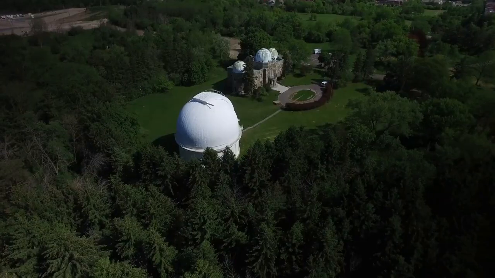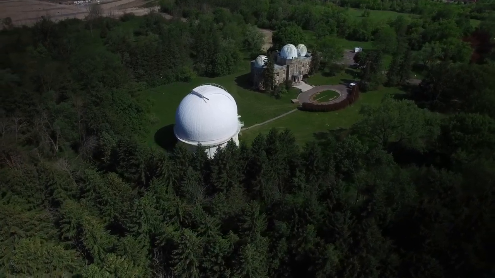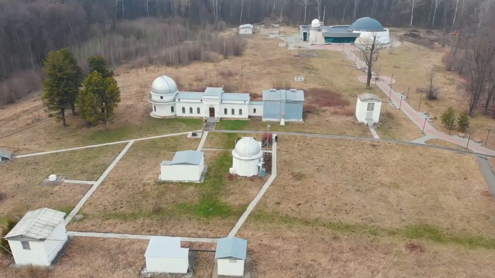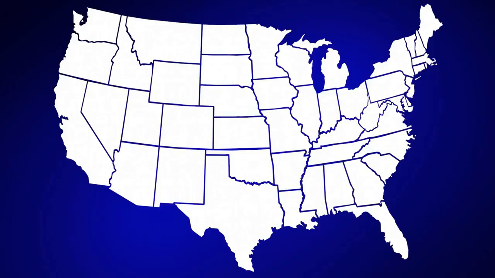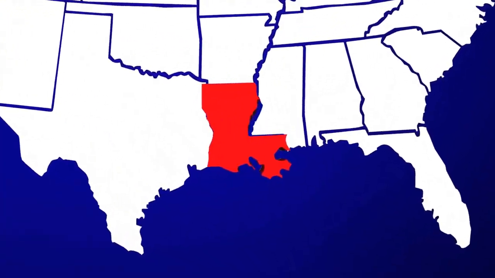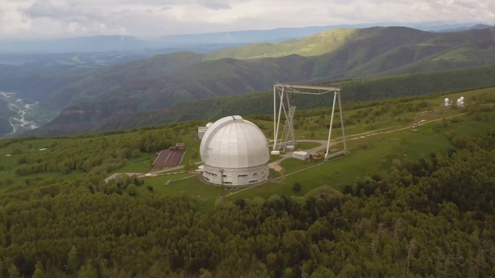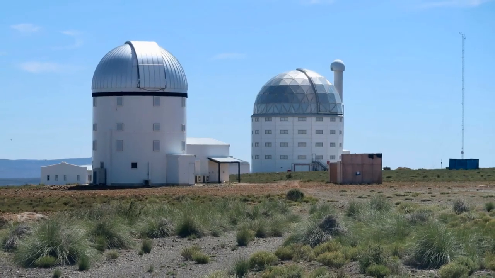Imagine a giant L-shaped ruler, its arms stretching for miles, meticulously engineered to detect the tiniest of changes in length. That's LIGO in a nutshell. Located in two sites across the United States, one in Hanford, Washington, and the other in Livingston, Louisiana. LIGO stands as a testament to human ingenuity and our relentless pursuit of scientific discovery.